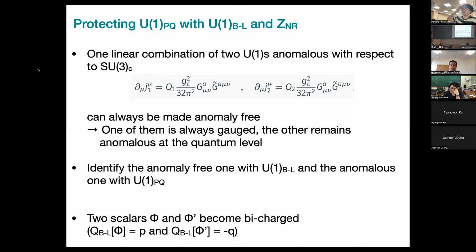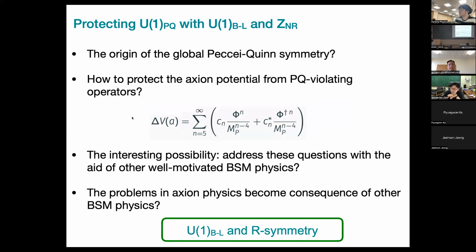I'm sorry, I have a question. Could you go back one slide? When you consider the BSM physics, do you also include physics from gravitational corrections? So, for instance, you are considering a global symmetry, and as you know, the quantum gravity effect will break the global symmetry anyway. When you consider this well-motivated BSM physics, will you also consider the possibility of breaking the global symmetry due to quantum gravity?